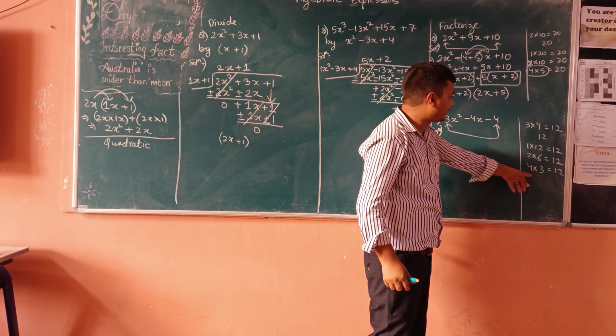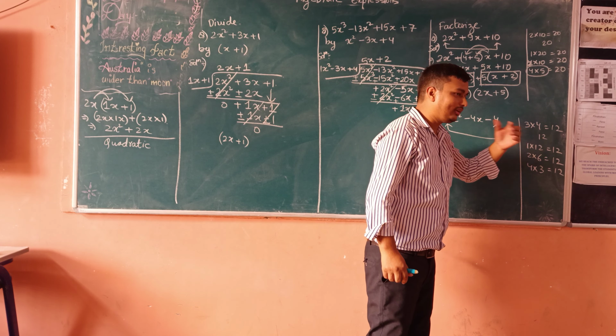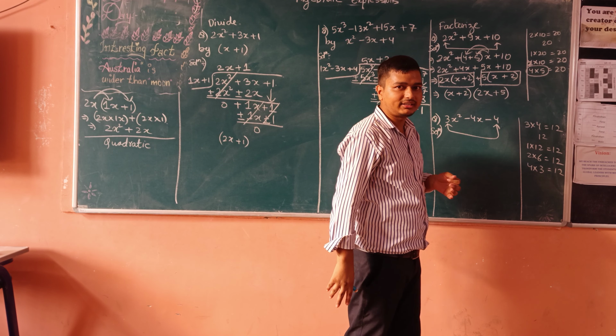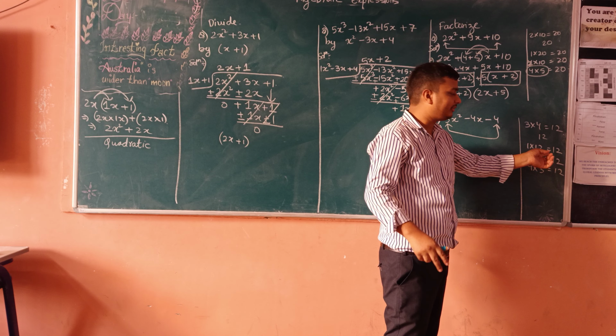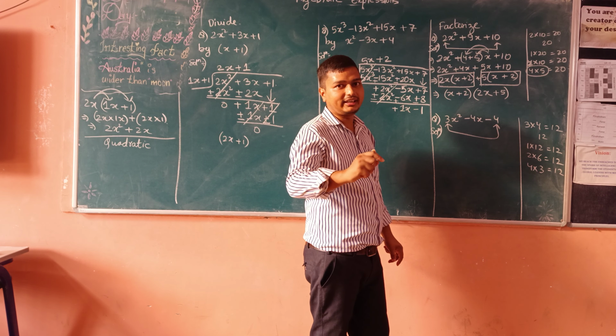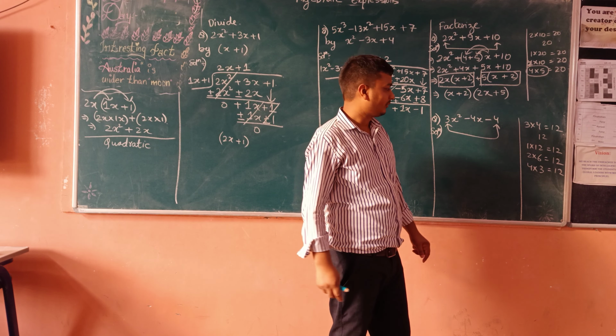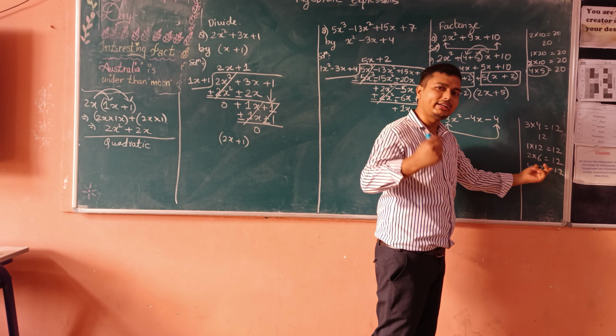Now by that only you should make the combination in such a way that you should get 4. How can I make it? 1 and 12, can I do it? By addition or subtraction I will never get it, because if I do addition I will get 13, if I do subtraction I will get 11. Next, 2 and 6. 2 plus 6 I will get 8. 6 minus 2 I will get 4. Yes, 4 I want.